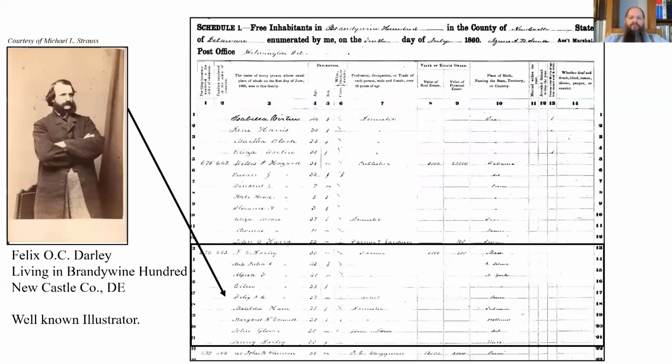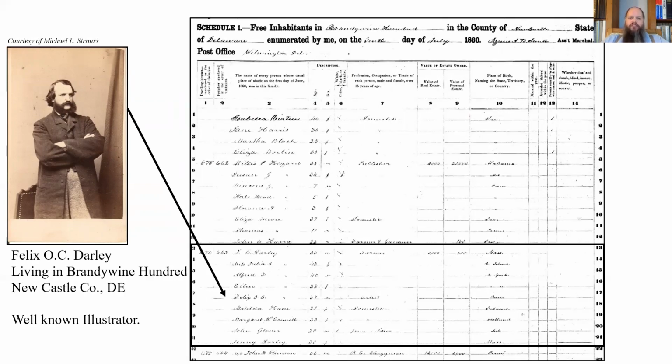I have an example of someone from the 1860 census. This was a man by the name of Felix Darley. Felix Darley lived in Brandywine Hundred. It's an area found within Newcastle County, Delaware. And this family was a large family unit. Again, I don't know the relationship. I can only assume that Felix is listed here with his parents and, assuming, with his brothers and sisters. Further research would have to confirm or deny that information.